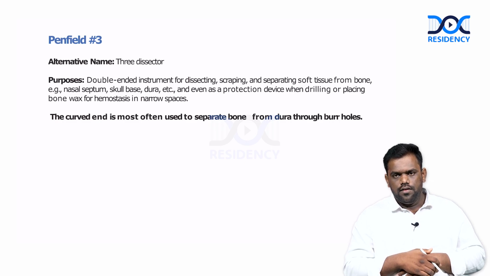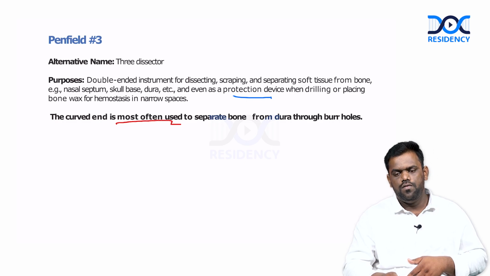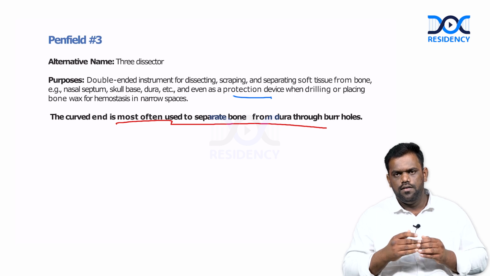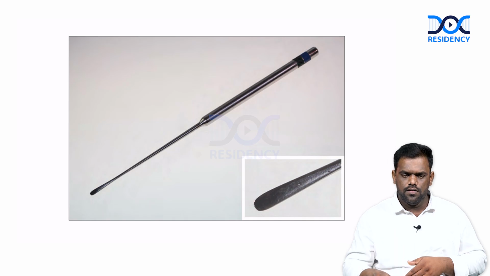It is also used as a protection device. The curved end is most often used to separate bone from dura through burr holes. This is the one which will mostly be used to separate the dura from the burr holes.